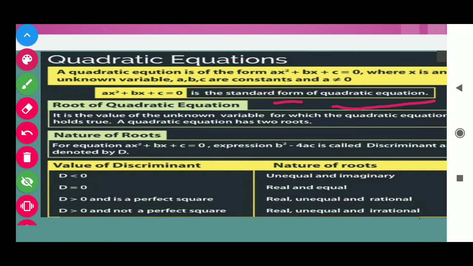Students, quadratic equation हम किसे कहते हैं? If an equation involves degree 2, that is called the quadratic equation. We have already discussed about that.